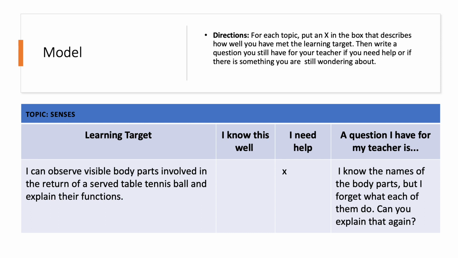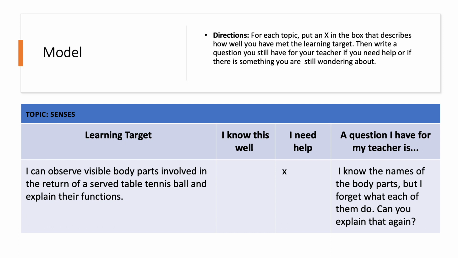Okay, that's pretty straightforward. So I'm going to read my learning target to see if I understand every part of it. I can observe visible body parts involved in the return of a served table tennis ball and explain their functions. Okay, so the first part, I can observe visible body parts involved in the return of a served table tennis ball. If I observe, that means I see them and I know all the visible muscles, all the muscles that I can see in the body to use when hitting a table tennis ball. So I know that part, but I do get confused about what each one of them does, and so I have a hard time explaining their functions.